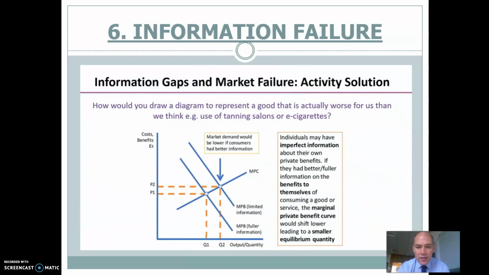So this time, what you've got is your demand curve. The left-hand demand curve is when you have fuller information, but with limited information you're on the right-hand demand curve, MPB. So with limited information, perhaps we will purchase more than we otherwise should. We would operate at a position such as Q2, P2, whereas if someone closed that information gap, we would actually purchase less. So these can be described as demerit goods or goods with negative externalities.